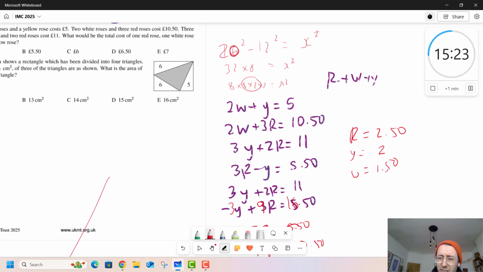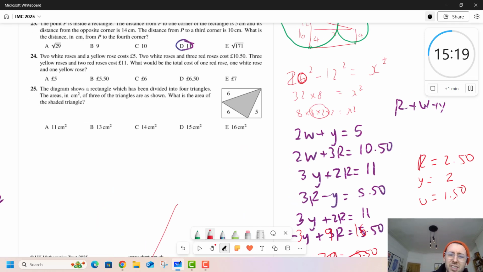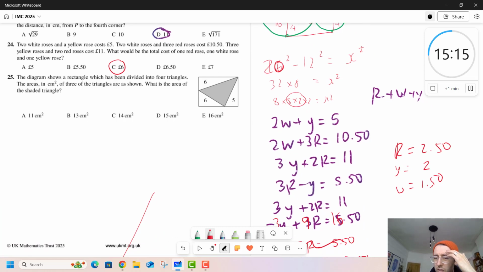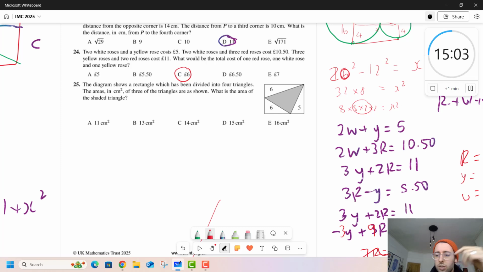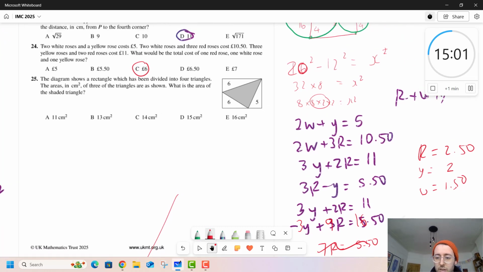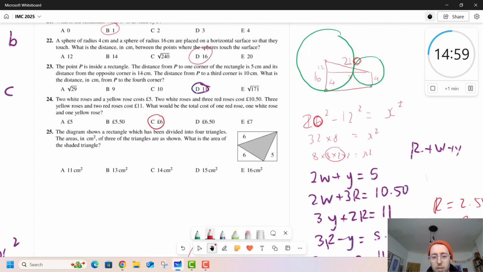I could have done this better. Altogether it makes £6. Could have done that better, I think. So let's just check that. So £3 plus £2 is £5. £3 plus £7.50 is that. 6 plus 5. Yeah. Weird. Just another simultaneous equations question. This one also feels like simultaneous equations, this last one as well. Interesting.